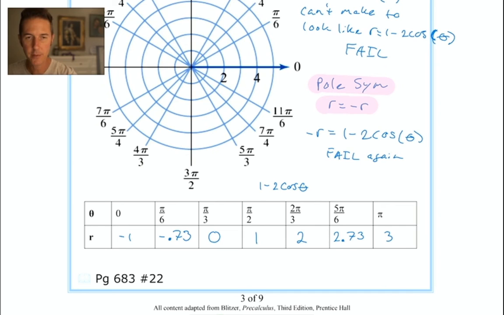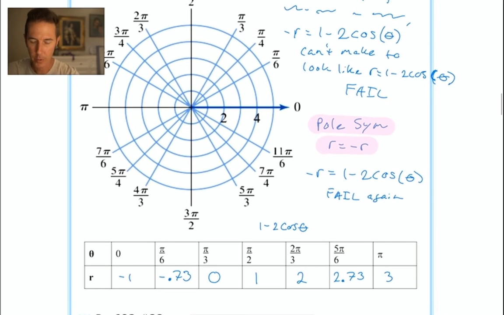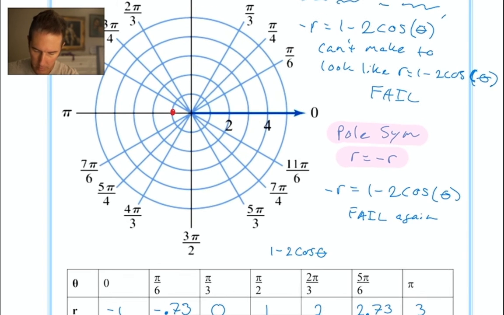Now I've already filled in this table for us. Let's plot these points. Aiming in the direction of 0, I will move -1 unit, so in the direction of pi, and I'll plot a point there. Aiming at pi over 6, I'm coming back approximately, well, it's sort of like 3/4 maybe.